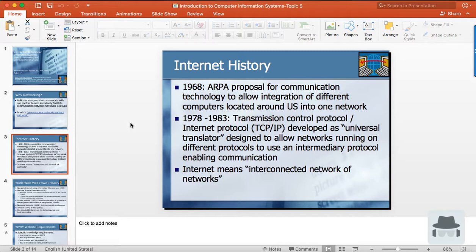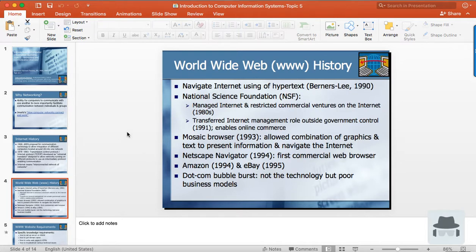TCP/IP was a bit different because it was designed so that any computer could talk to any other computer that was running TCP/IP. So it was universal. The focus on TCP/IP was that it was a universal translator that let you communicate whether that device was a mainframe computer or a smartphone. And the term internet means an interconnected network of networks.